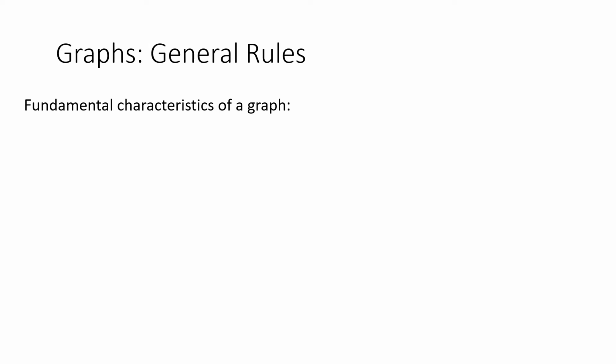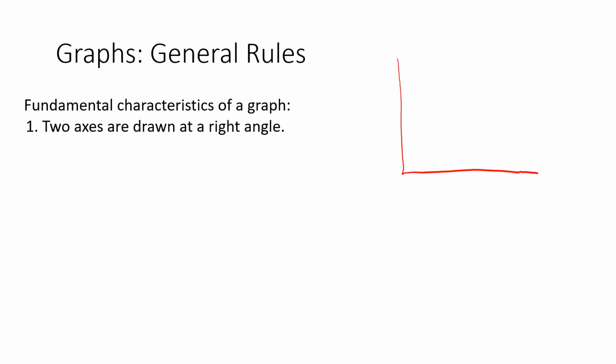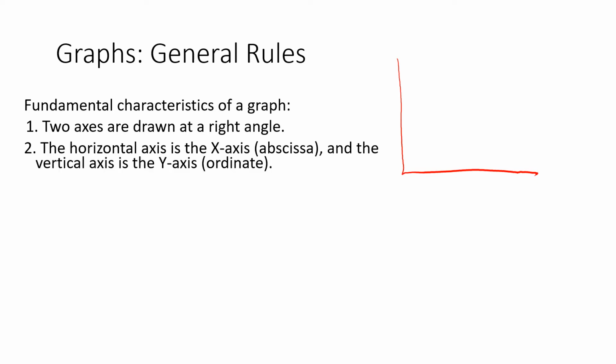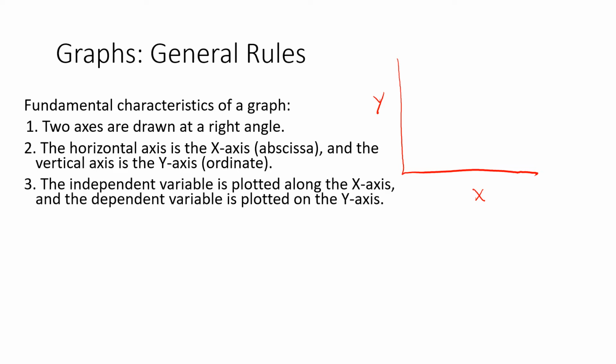These are the fundamental characteristics of a graph. First, you're going to have two axes drawn at right angles, the horizontal axis, or the x, and the y-axis. So you need to then label them. And we'll get to in a minute, you don't necessarily have to label them x or y if you've got variable names for them. The independent variable is going to be plotted on the x-axis. So the independent variable is going to be on the x, the dependent variable is on the y.